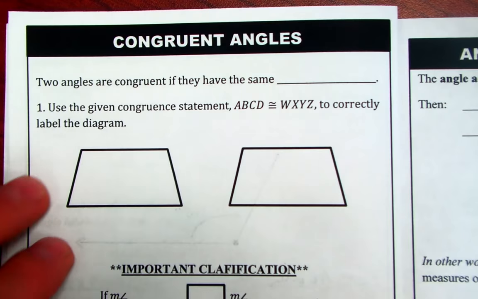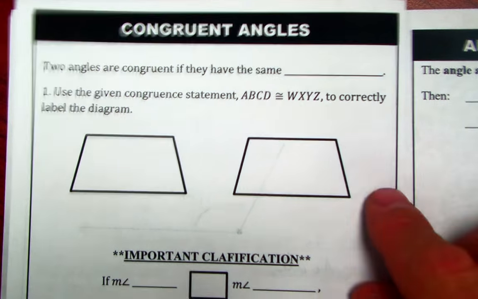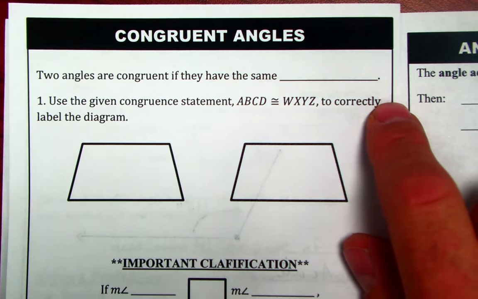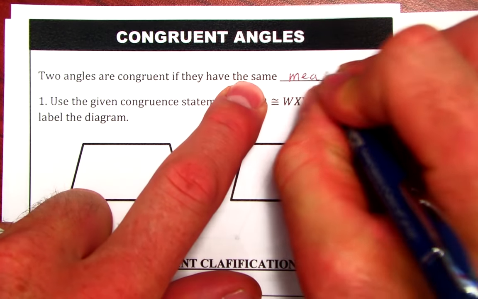Last 2 pages. Congruent angles. Like congruent segments, they require markings for you to know that they're congruent. So 2 angles are congruent if they have the same measure.